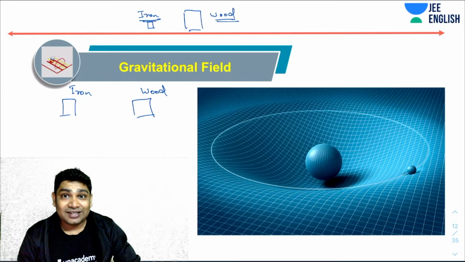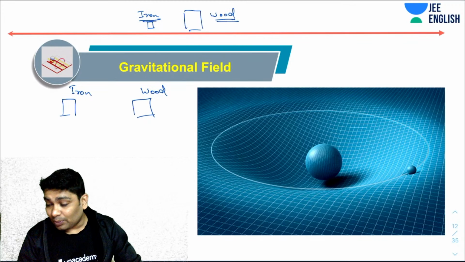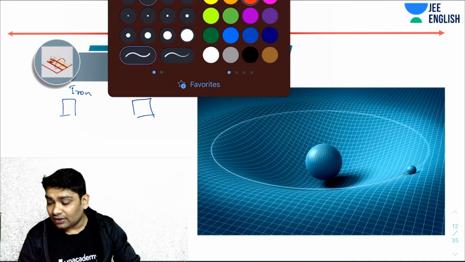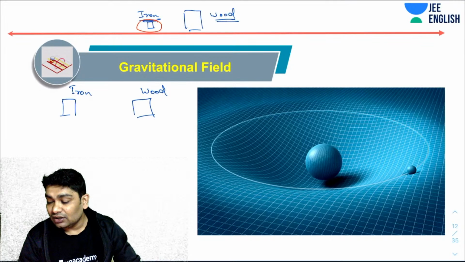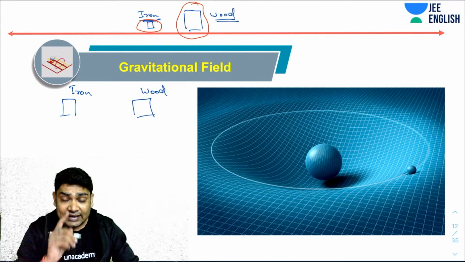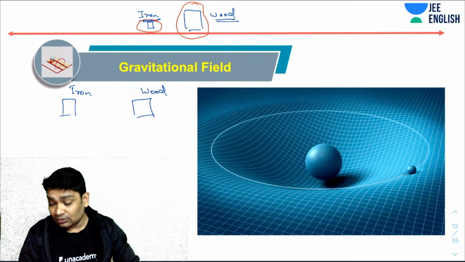What we do is, mass is a property that depends on the size of the object, right? It depends on the size of the object. However, density is an inherent characteristic of the material.